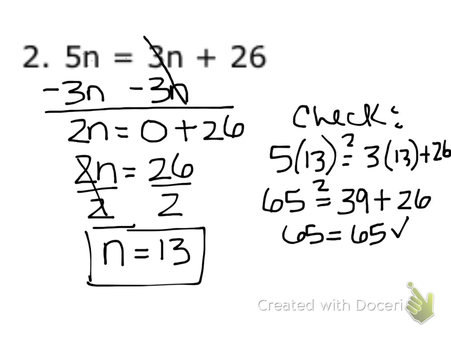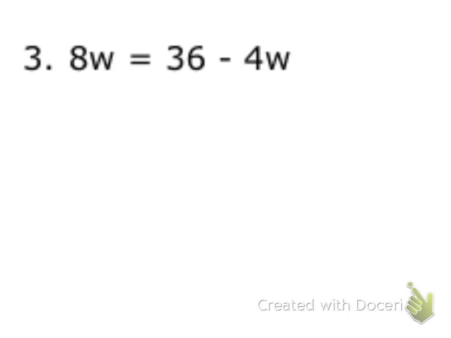So essentially these problems are all about combining like terms first, making sure you get all the n's on one side and all the numbers on the other. Let's look at example 3.